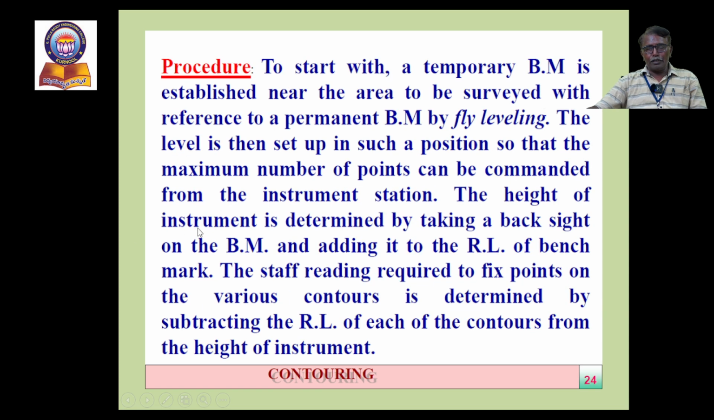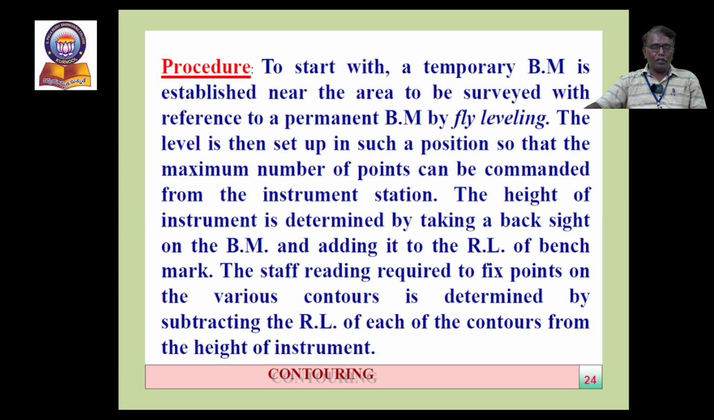The height of the instrument is determined by taking a backsight on a benchmark. First, you have to take a backsight on the benchmark and add it to the RL of the benchmark. So the reduced level of the benchmark plus the staff reading on the benchmark will give the height of the instrument. The staff reading required to fix the various contours is determined by subtracting the RL of each of the contours from the height of the instrument. So by knowing the height of the instrument, to find out the contour points, the staff reading should be identified.